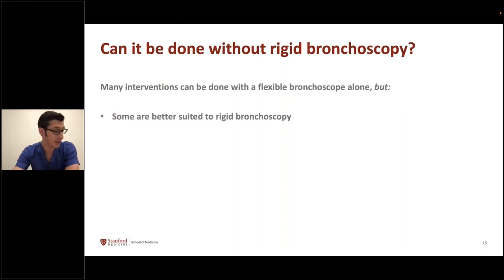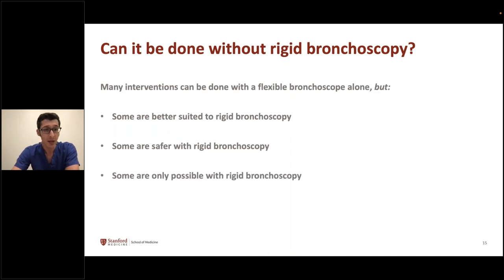So when we think about a case and we think about what direction we're going to go, we think about the fact that some cases are better suited to rigid bronchoscopy, and I'll share some cases that I think are illustrative of this point in one way or another. Some procedures are safer with rigid bronchoscopy. So as Dr. Chang mentioned, if you're anticipating a lot of bleeding or you're anticipating potential complications of central airway obstruction, the need to bypass a central obstruction and quickly restore ventilation. And some interventions are only possible with rigid bronchoscopy.